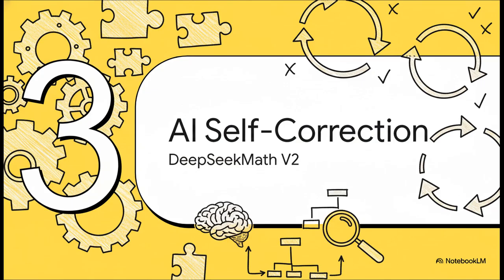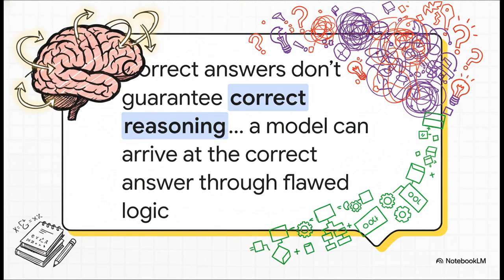It's fast, but is it accurate? The next big revolution wasn't about speed, it was about logical rigor. It was about teaching an AI how to think more clearly and, this is the really cool part, how to catch and fix its own mistakes. And the DeepSeek team themselves put the problem perfectly with this quote.